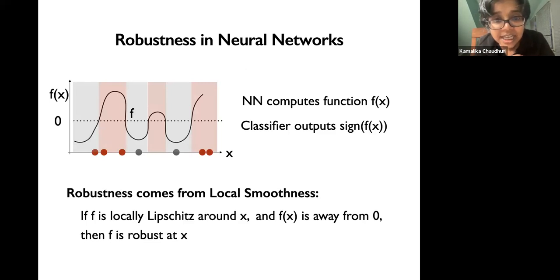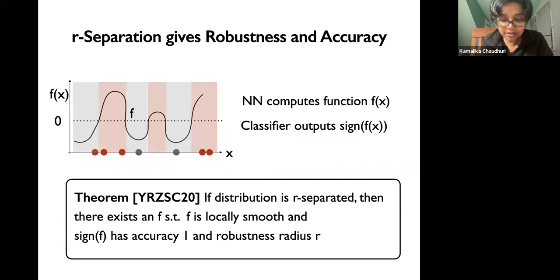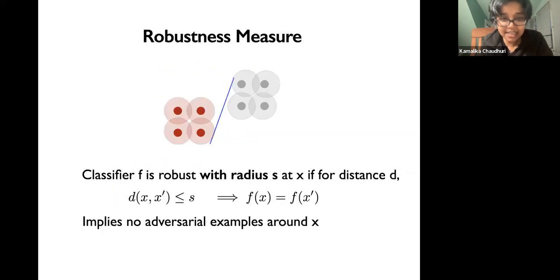Oh, I see there's a question on chat. How is distance measured in the previous slide? Sorry, I went to the next slide. Yes, so the distance metric is given to you at training time. So if you cared about, let's say, L infinity, or if you cared about L1 or L2, it will be given to you at training time. That's assumed. And of course, I realize that there are some very interesting questions about what should be the distance metric. But for now, let's assume that it's given to you.